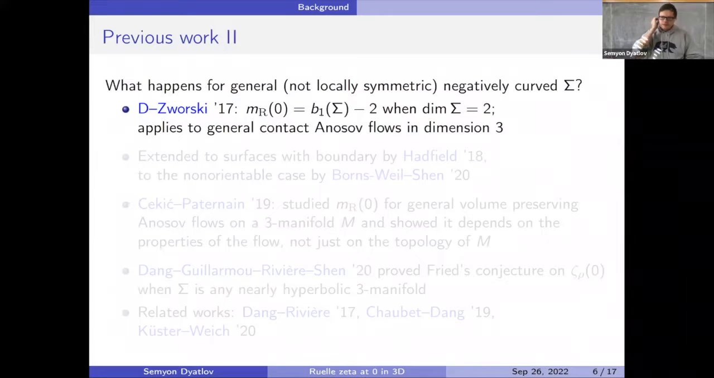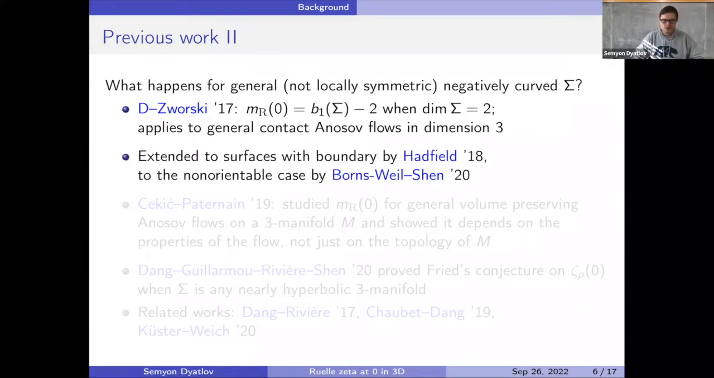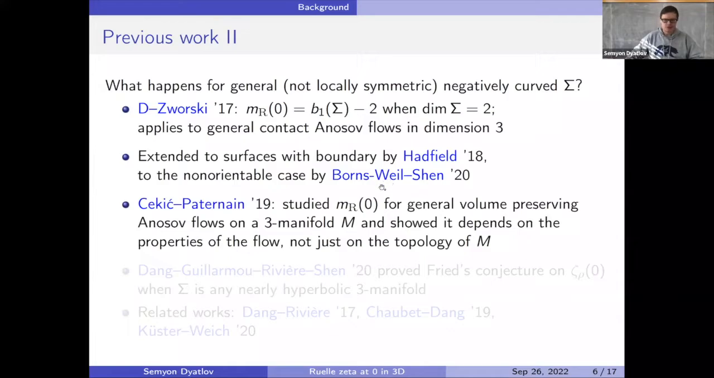Now, all right, so what I'm going to be talking about is mostly what happens in the non-locally symmetric case. So there you lose this access to the algebraic tools. What was known is that, well, there was this result with Zworski that I already mentioned. So for surfaces, we know what happens, what the vanishing order is. And it actually applies in general to contact Anosov flows in dimension 3. Then there were some extensions by Hadfield and Borns, Ruelle and Shen.